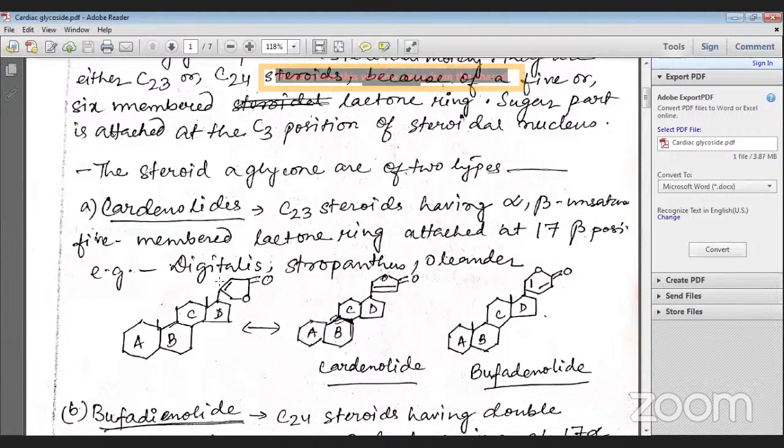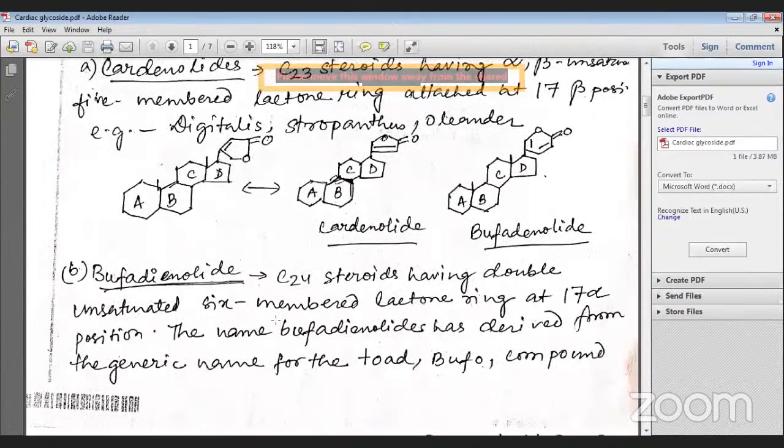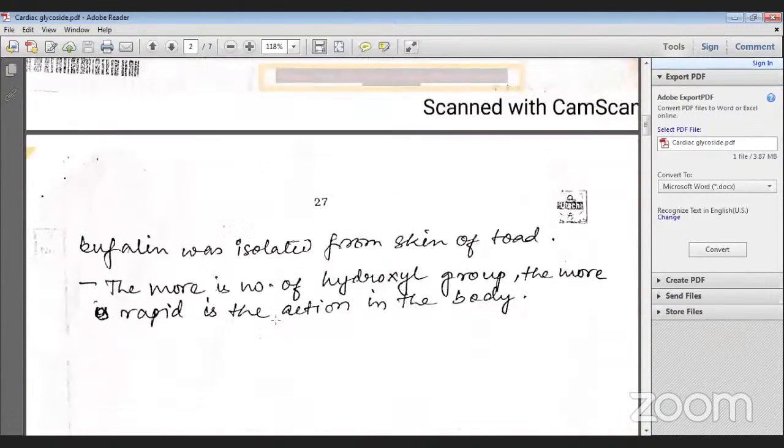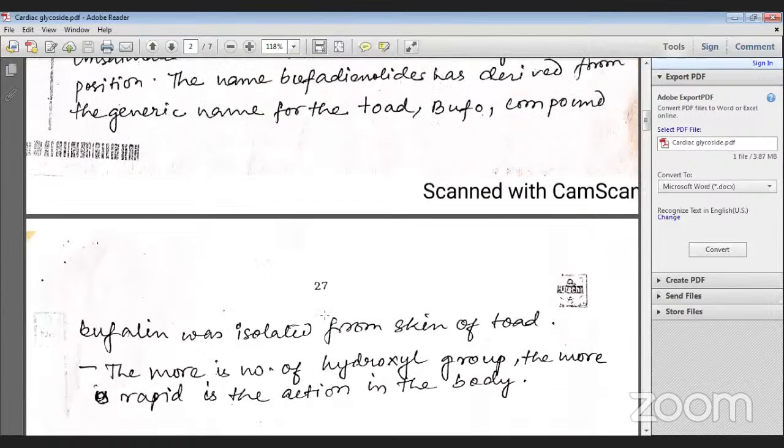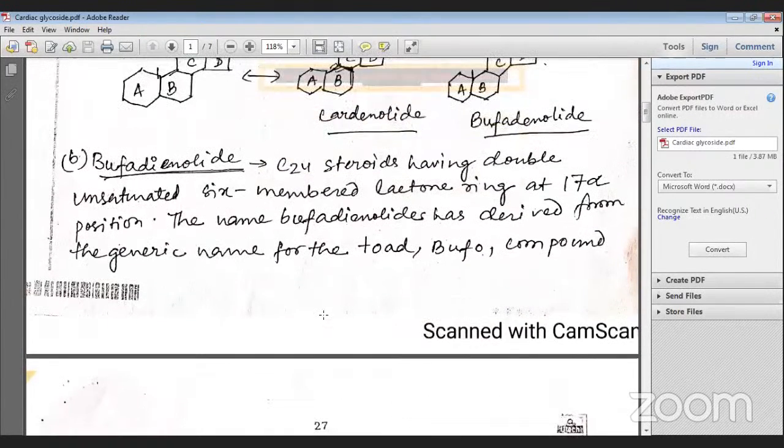Next, this is the lactone ring. This lactone ring is responsible for the specific cardiac activity in case of cardenolides and also in case of bufadienolides. This is the 6-membered lactone ring and this is the 5-membered lactone ring. Next is the example. For cardenolides, examples are digitalis, strophanthus, oleander. In case of bufadienolide, the example is squill.